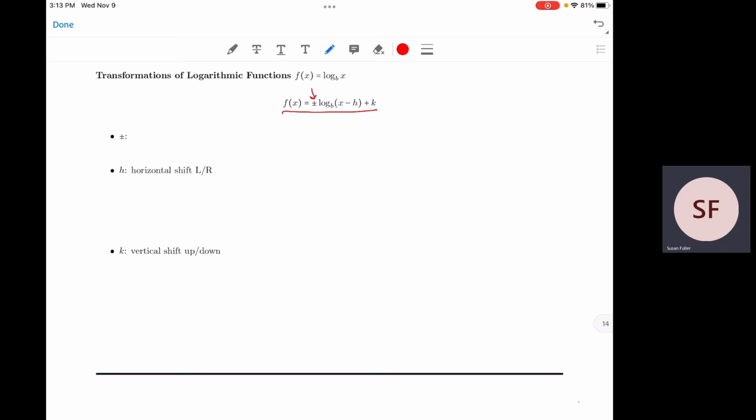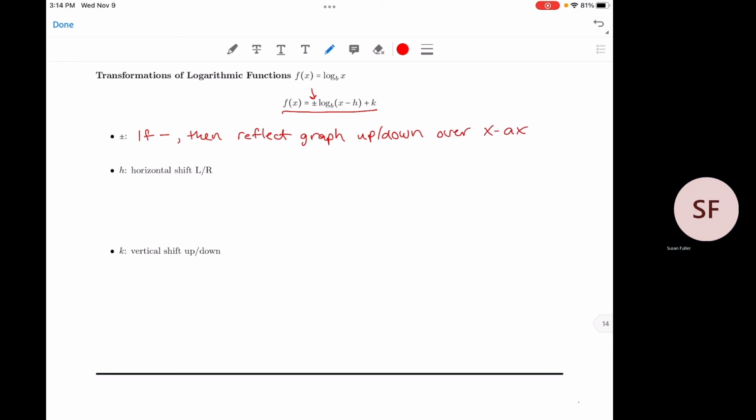So this plus or minus out front, if it's a plus, then it wouldn't even be written there. You really wouldn't notice it too much. But if there's a negative out front, then you're going to reflect your graph up and down over the x-axis, the line y equals 0. Just like we did before, that negative out front reflects you over the x-axis.